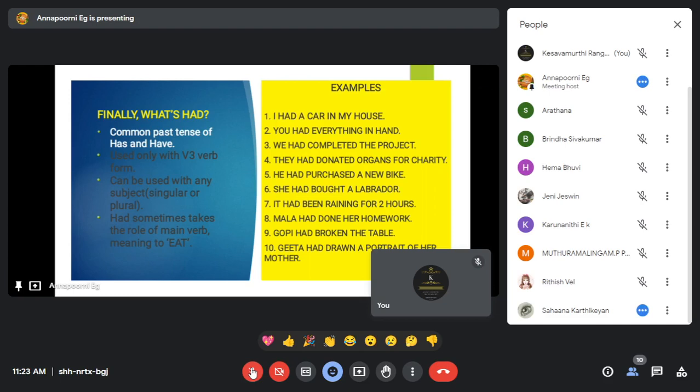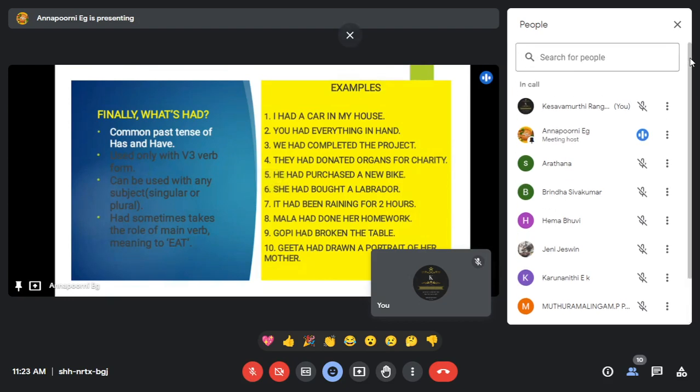Yes, ma'am. They had donated organs for charity. He had purchased a new bike. She had bought a Labrador. Labrador is a breed of dog. In short, we call it lab. Lab is Labrador. Labrador is a kind of dog. It will be in a yellowish golden color.